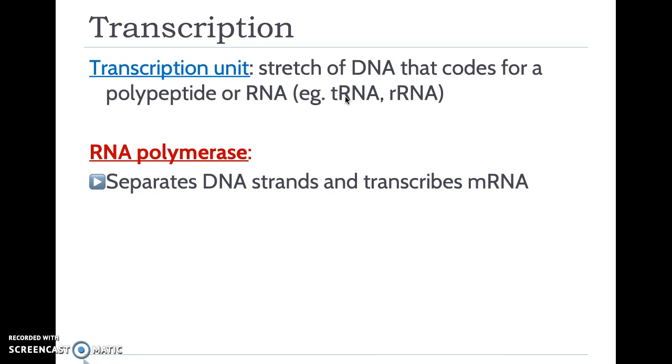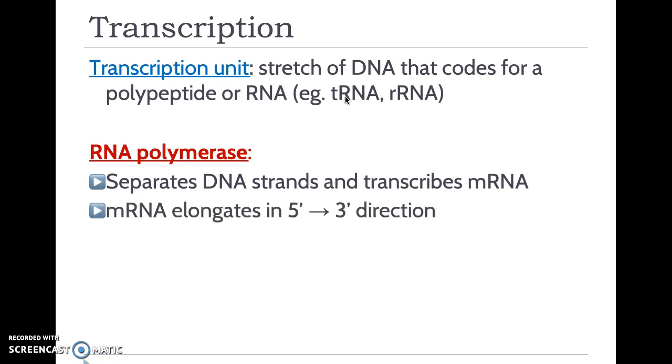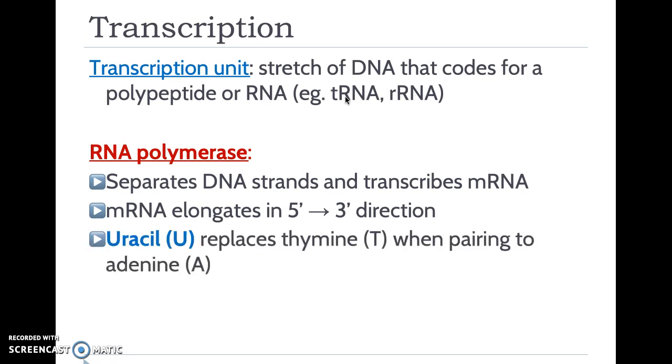When you see the word transcribe, what that means is the appropriate nitrogenous bases base pairing off of the template strand of DNA, the matching up. Again, the A's go with U's and the C's go with G's. mRNA is made from a 5' to 3' direction, so that's the way that RNA polymerase builds. And as a reminder, uracil is going to replace thymine. Again, there is no T in mRNA or any RNA strand.